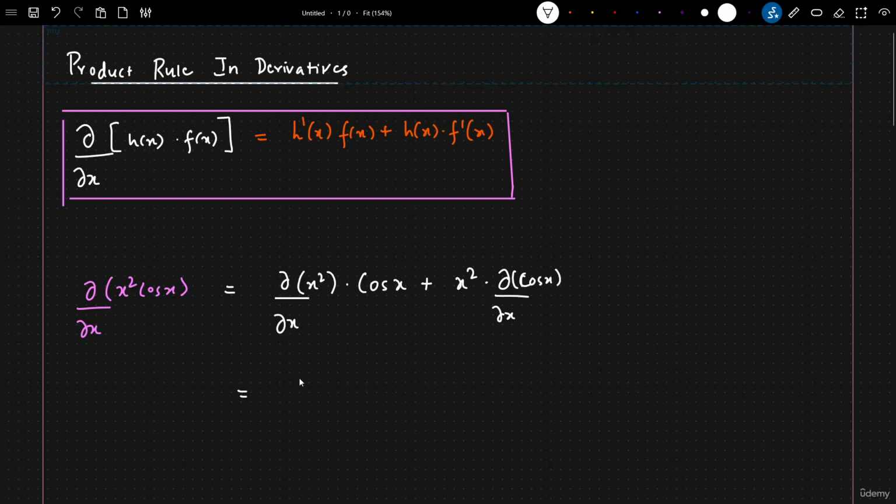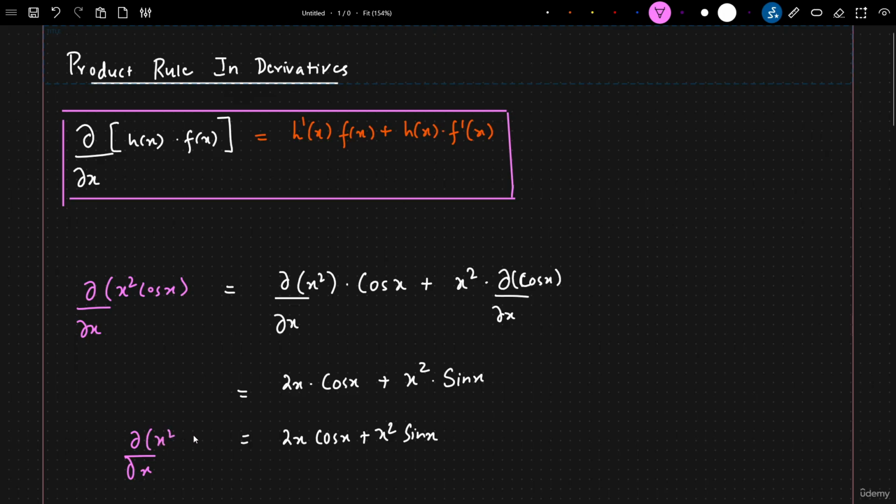Now, you know that the derivative of x square is nothing but 2x multiplied by cos x, plus x square. We keep it like this, and we know the derivative of cos x from the trigonometric functions we discussed in a previous video. So finally you'll see that I get something like this: 2x cos x plus x square sin x, right? And this is what you get as the derivative using the product rule.